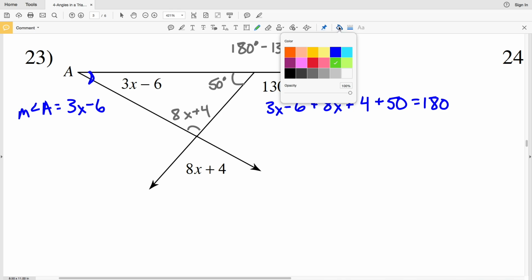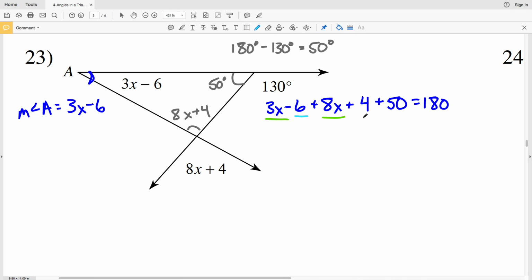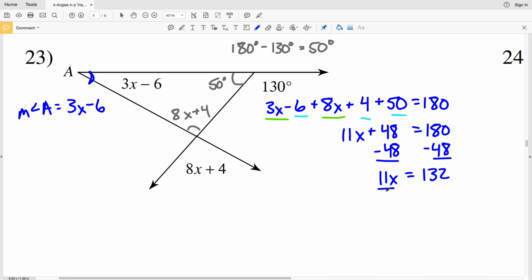Now I'm combining like terms, combining 3x and 8x, and I'm going to combine negative 6 with 4 and 50. 3x plus 8x equals 11x, and I'm going to add that to negative 6 plus 4 plus 50, which equals 48. And that 6 is negative since it's subtracted. So 11x plus 48 equals 180. When I subtract 48 from both sides, I get that 11x equals 132. So when I divide by 11, my x value will equal 12.